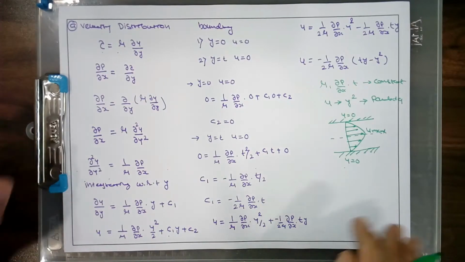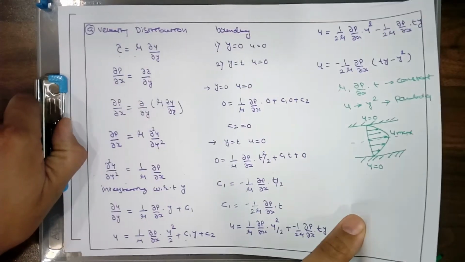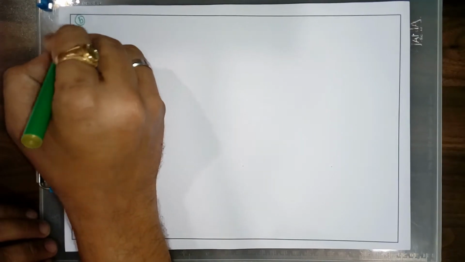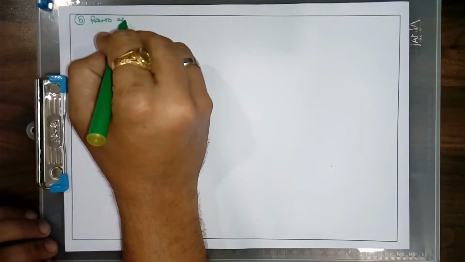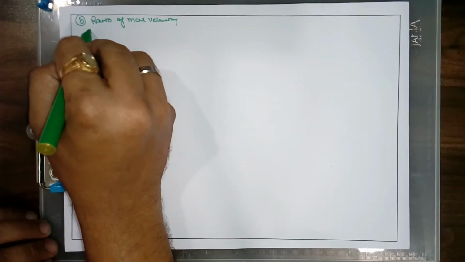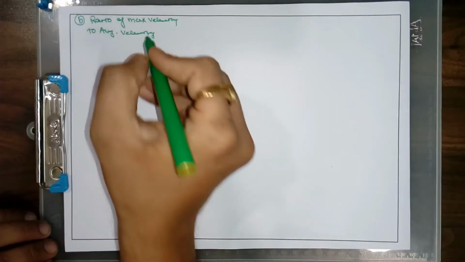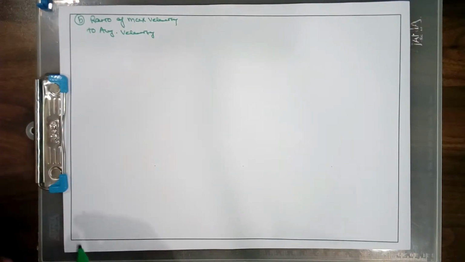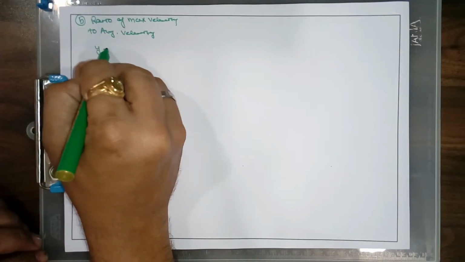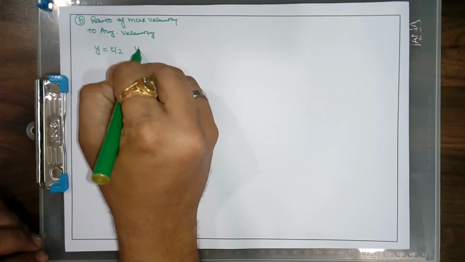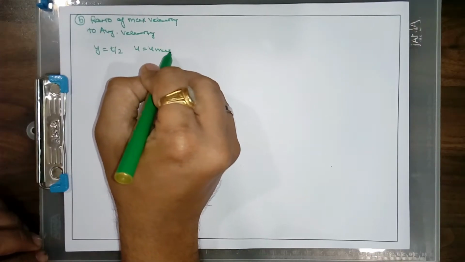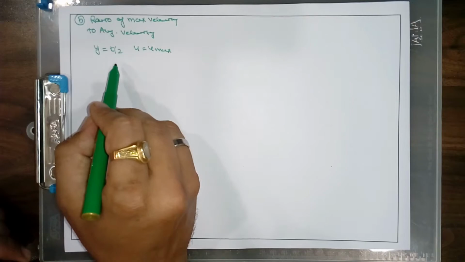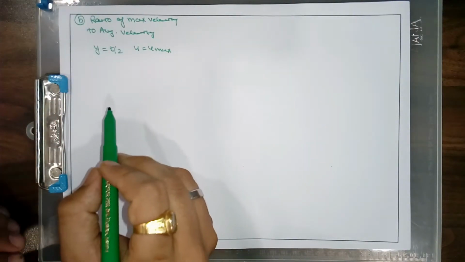Now students, after discussing this velocity profile, we go for the ratio of maximum velocity to the average velocity in this case. So first we find the maximum velocity and then we calculate the average velocity. We know that when y equals t by 2, we get u equals u max.